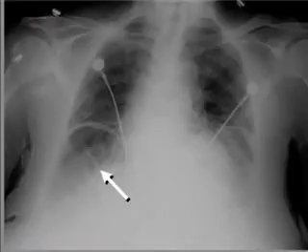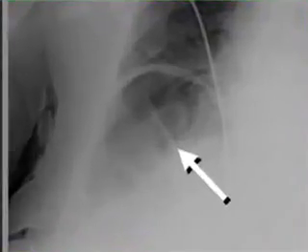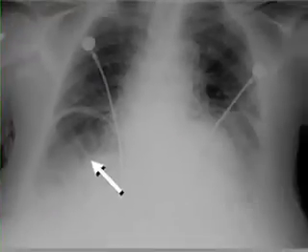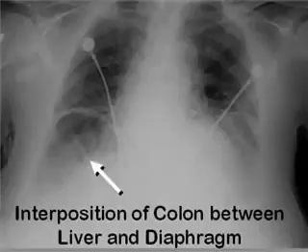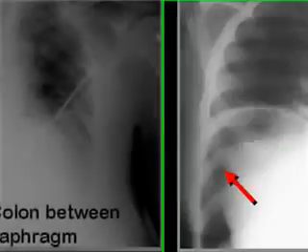recognize normal variants. If you look carefully, you'll see that there are several white transverse bands that cross the air in the right upper quadrant in the case that I showed you. This represents haustral markings in the colon, and this is what interposition of the colon between the liver and the right hemidiaphragm looks like. It has a name associated with it. It's called Chilaiditi syndrome. It isn't really much of a syndrome at all.